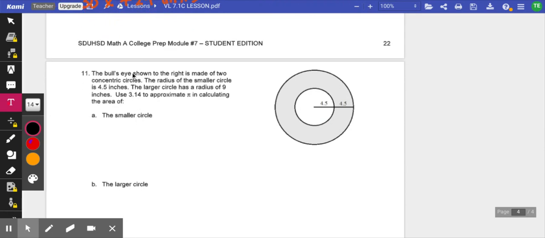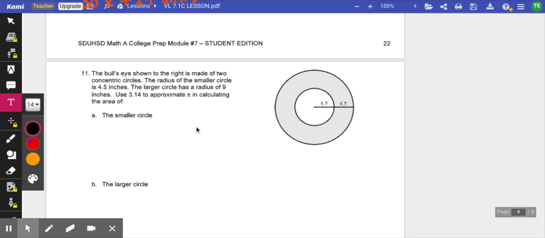The bullseye shown to the right is made of 2 concentric circles. So concentric means to have the same center. So 2 circles with the same center. The radius of the small circle is 4.5. They put that there. The larger circle has a radius of 9. So the whole thing is 9, so this outside part's 4.5. Use 3.14 to approximate pi in calculating the area of the smaller circle, so the white circle.